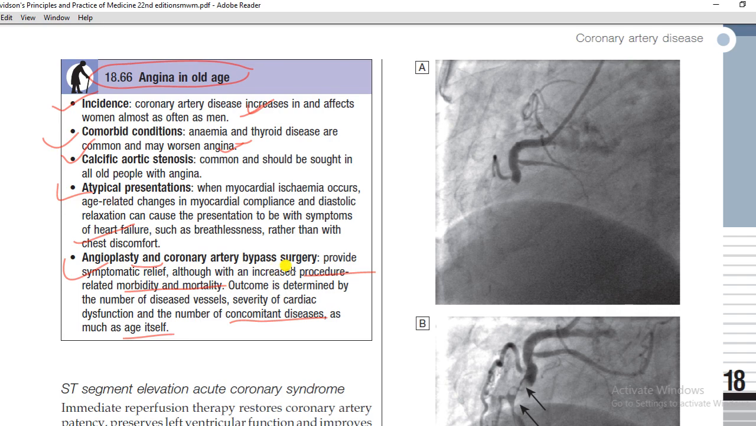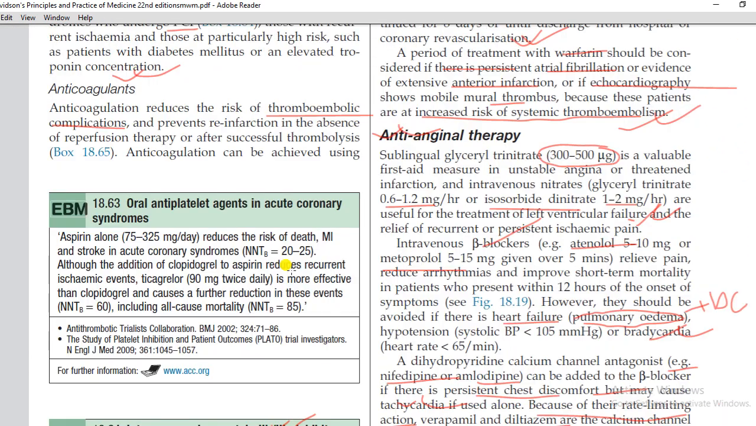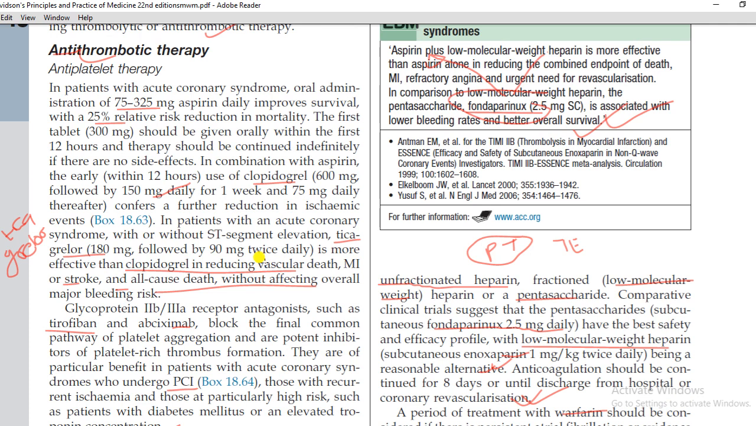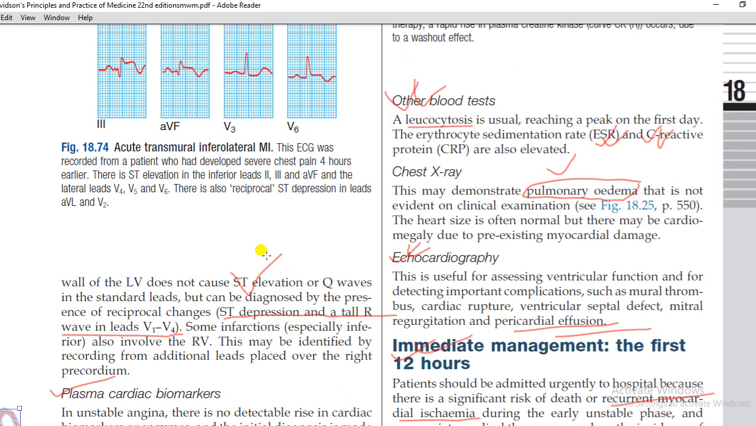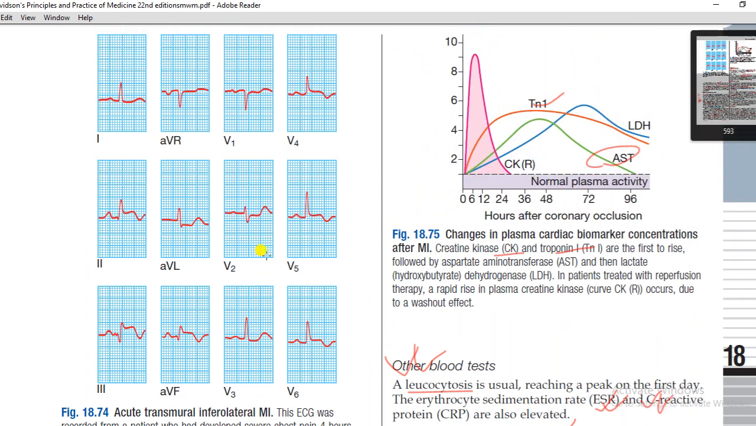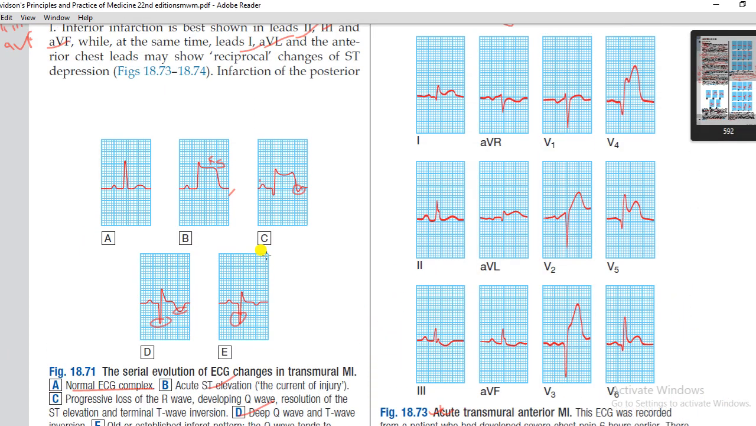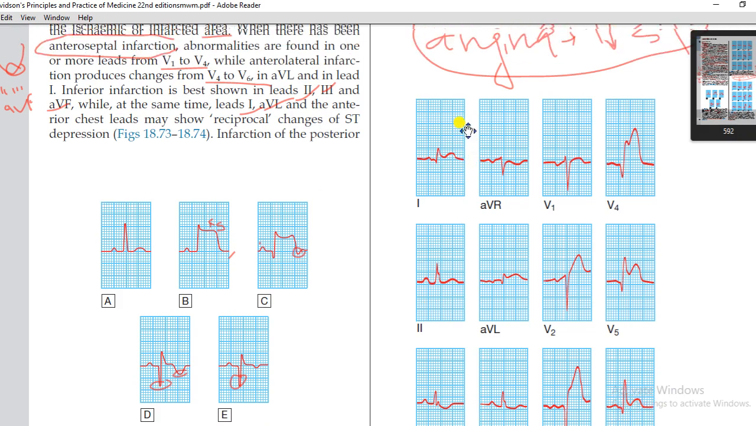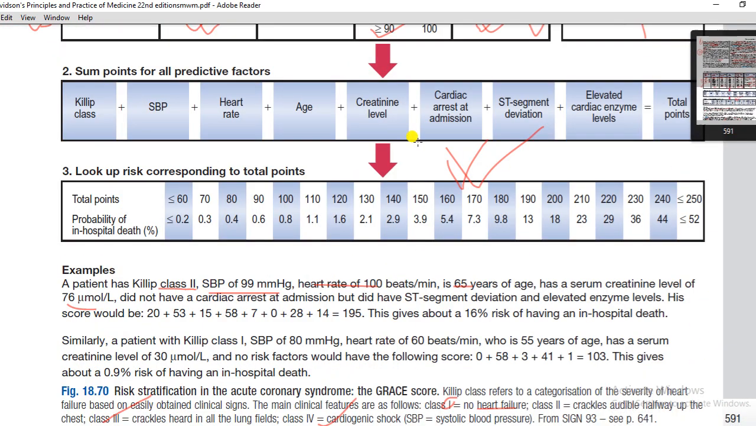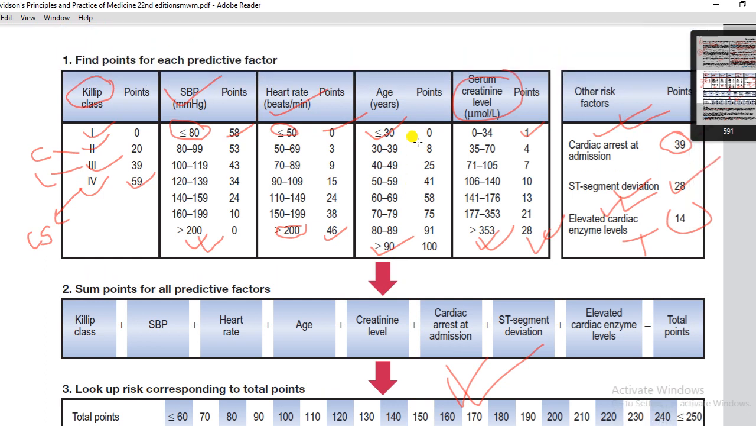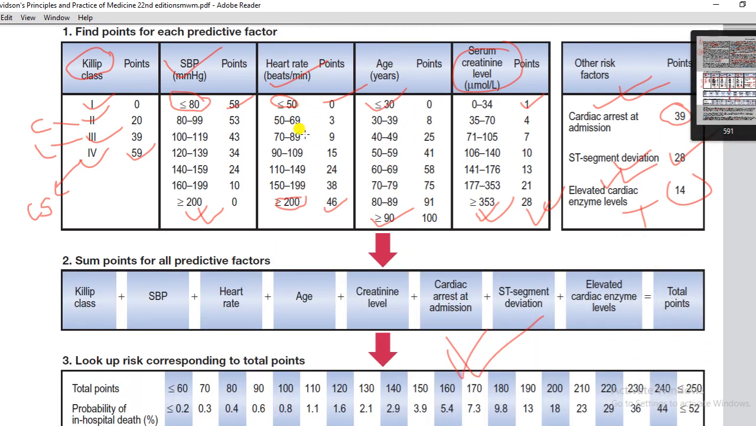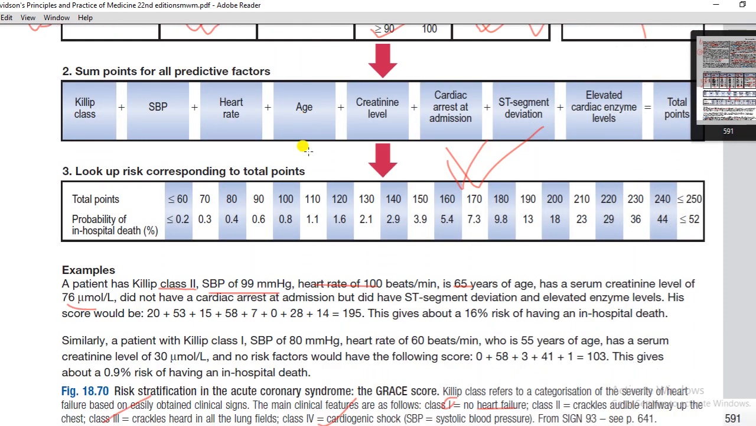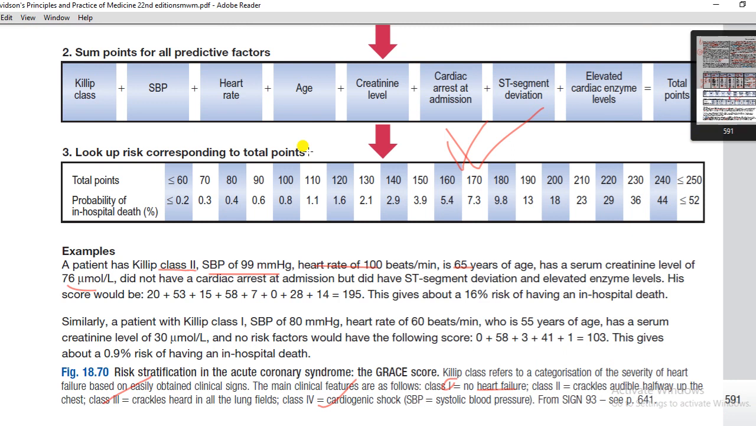However, there are ways that help you predict the death of the patient, and it is called stratification of myocardial infarction. In case of old people, the stratification of acute coronary syndrome. This is called diagnosis and risk stratification. Risk stratification in case of acute coronary syndrome.